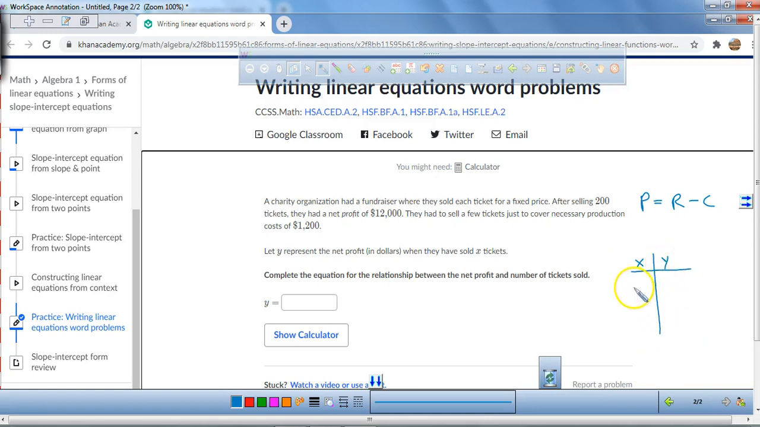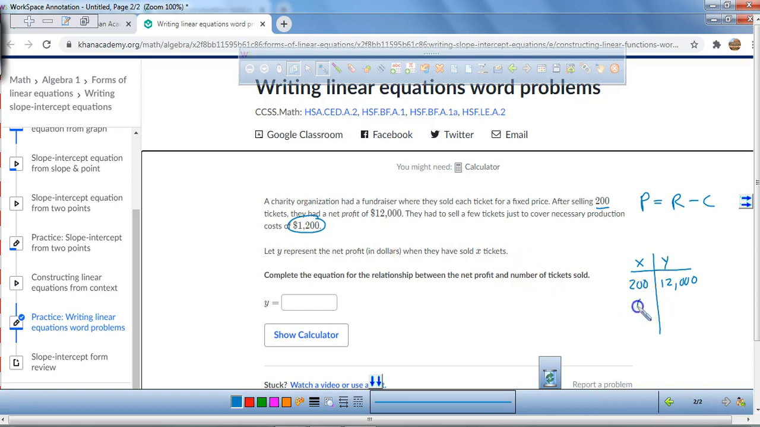Now, understand that after they sold 200 tickets, they made a profit of $12,000. So these tickets are pretty pricey. And it cost $1,200 to put on the production.